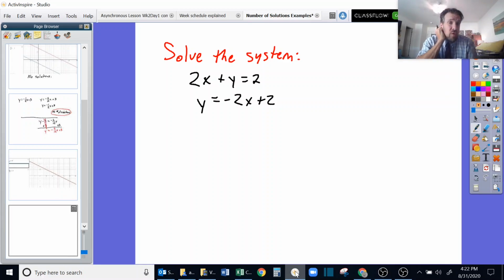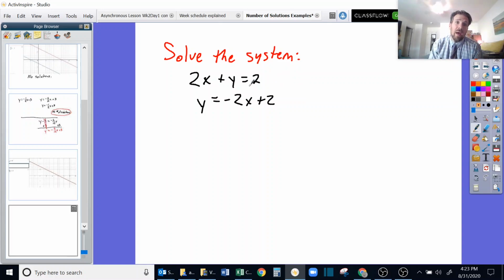Now, if you're familiar with the substitution method, you might start right in and start solving this, and you would substitute this negative 2x plus 2 in here for y, and then combine like terms and solve. And certainly you can approach this problem in that way. What I want to show you is that if you look at each line and think about them as graphed lines, you can actually save yourself a lot of trouble with a problem like this.